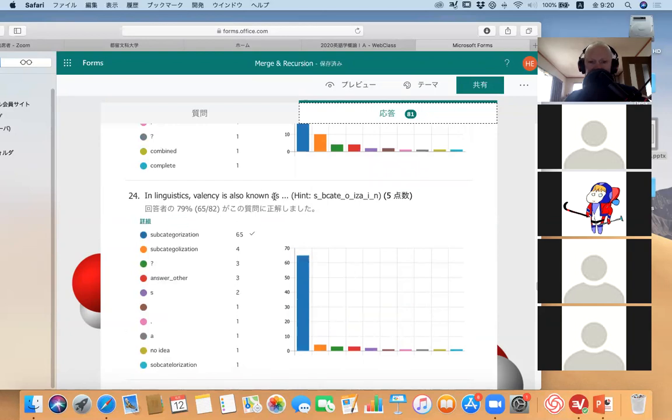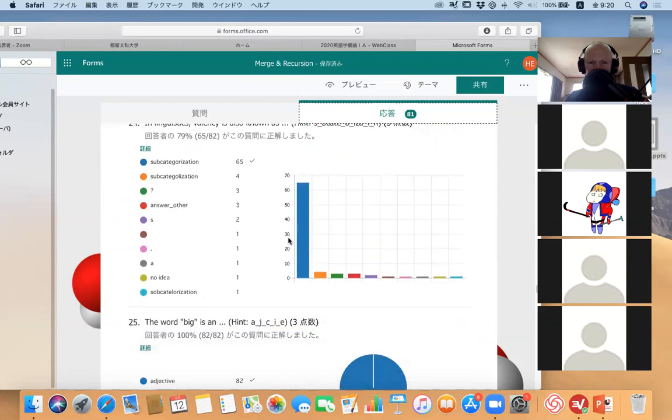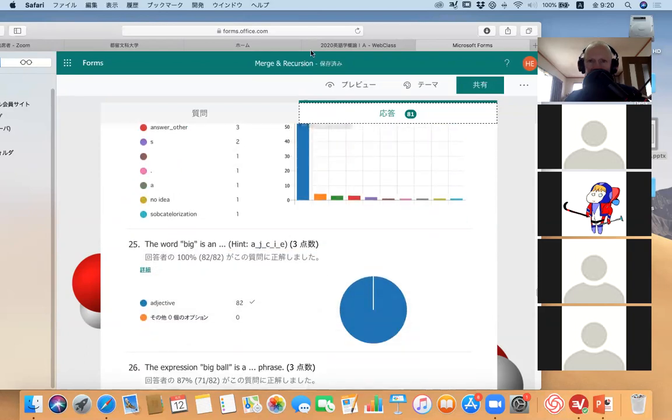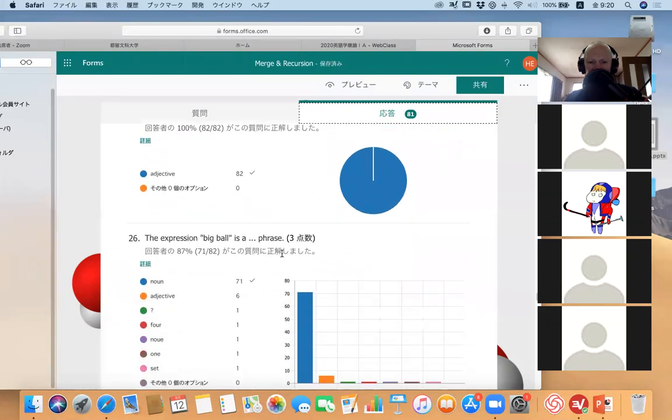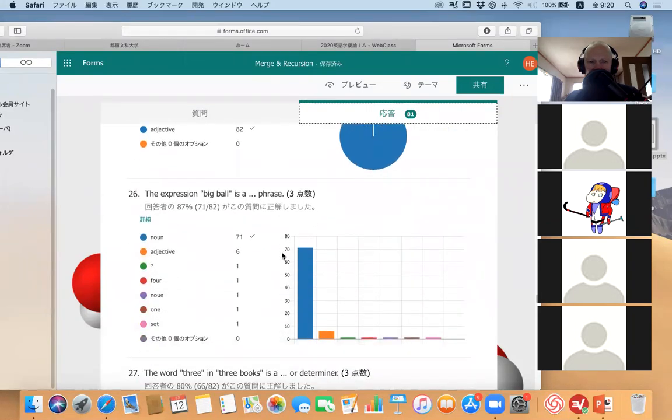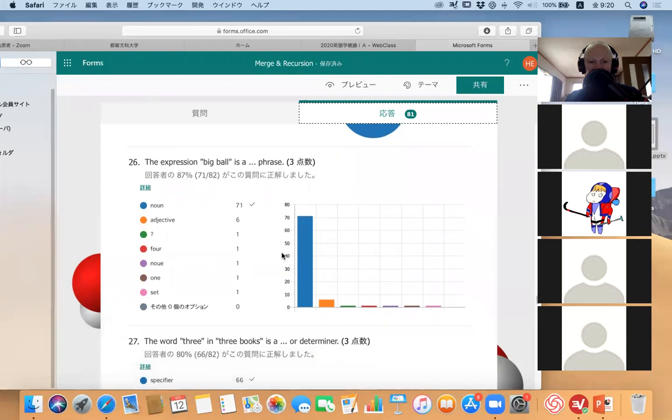In linguistics, valency is also known as, okay, now this is it, subcategorization. Watch the spelling. Okay, watch the spelling. Subcategorization. The word big is an adjective. Everybody got it right. Well done.